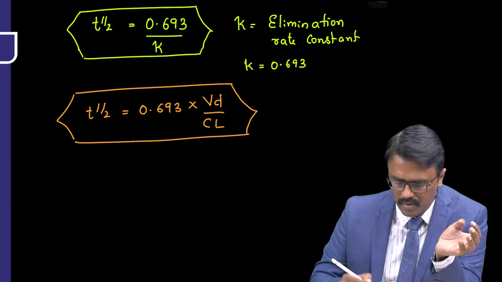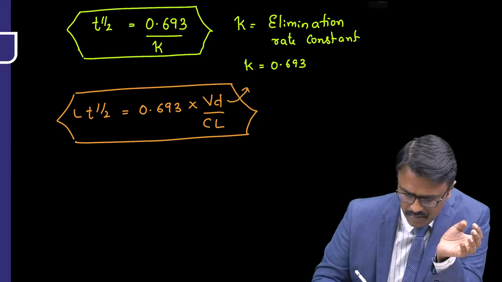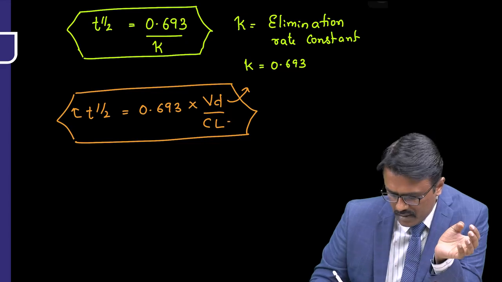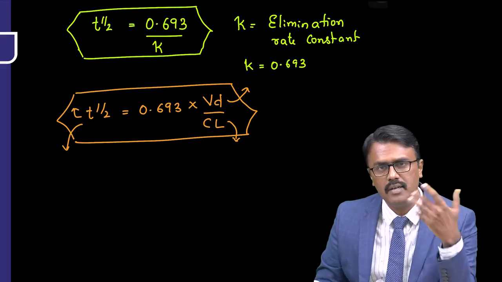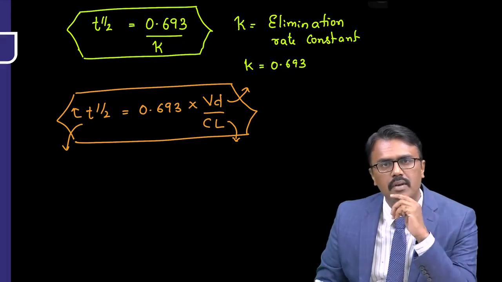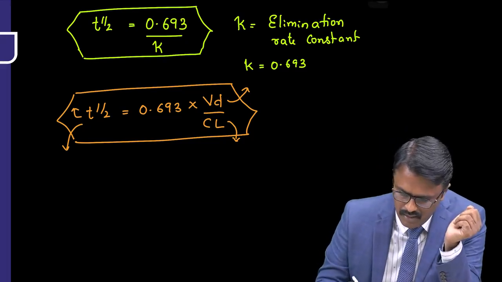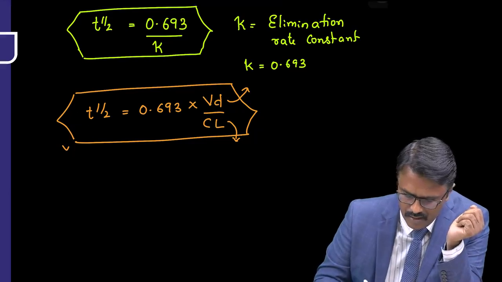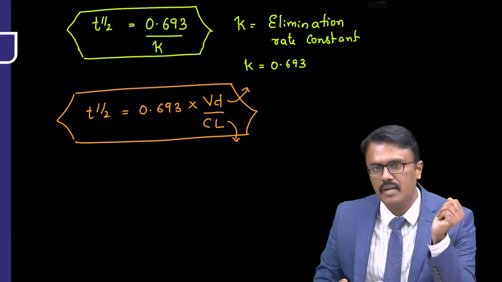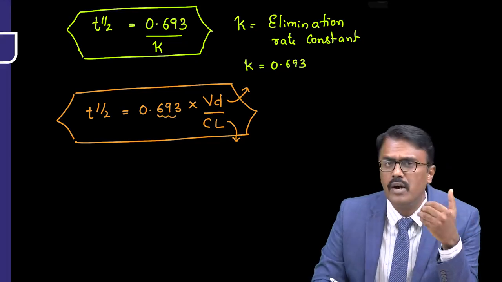Now, remember, if volume of distribution is high, half-life is also high. If clearance is more, half-life is less. Yes or no? If the drug is cleared faster, it will not remain, so half-life is also less. Remember this very, very important point: half-life and VD, and half-life and clearance. Many times during calculation, you can use 0.7 instead of 0.693 as the value.